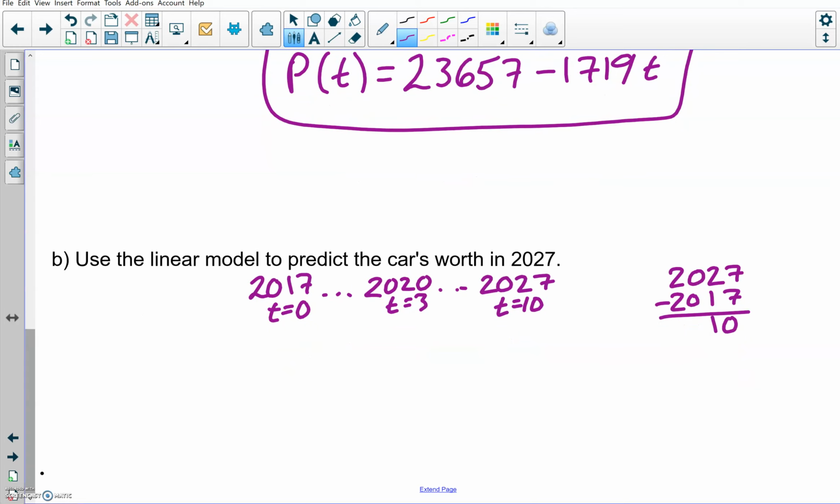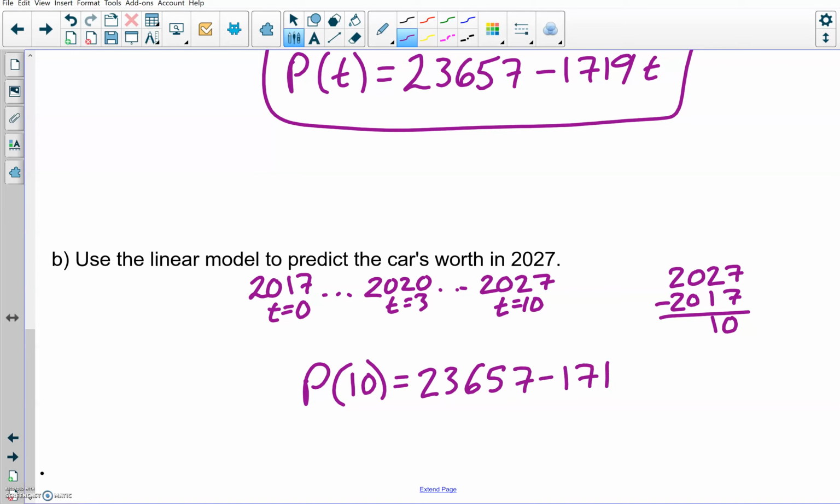So with t being 10, we just need to find P of 10, which is going to be equal to 23,657 minus 1719 times 10. And when you work that out, you get $6,467 would be the worth in 10 years based on this linear model.